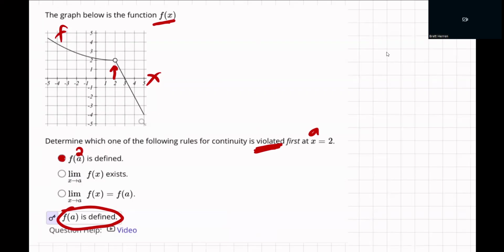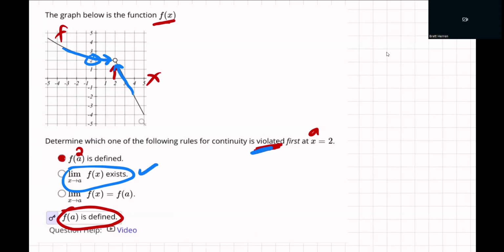How about this though? How about the limit as x goes to a of f of x exists? Does the limit exist there? Or is that a violation as well? Well, the limit does exist because as long as the limit from the left and the limit from the right hit at the same height, they both hit at a height of 2, then it exists. So that one's not violated.